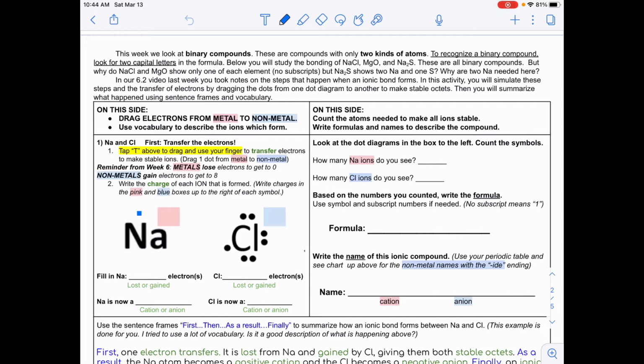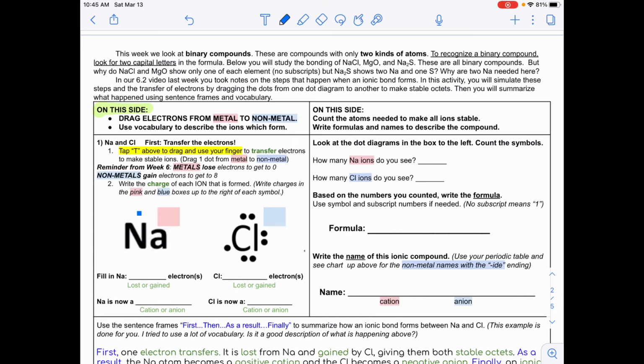So on this side, we will be dragging electrons from the metal to the nonmetal, and we're going to use some vocabulary to describe the ions that form. And then on the other side, we will count the atoms needed and write formulas and names. So let's start on the left side. First, it says Na and Cl.